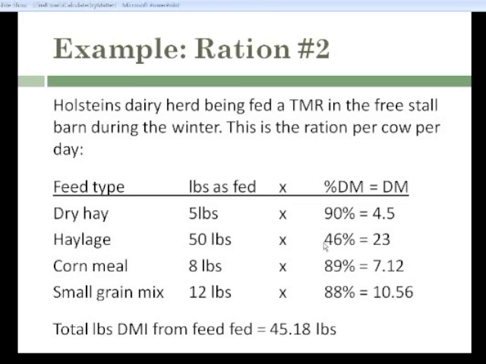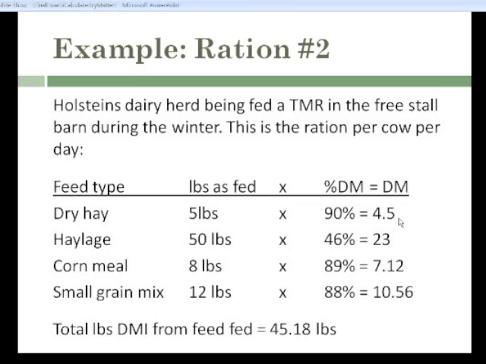In this case, the farmer was actually testing their forages, and so they knew that their haylage was really 46% dry matter. And so for the haylage, then they've taken the 50 pounds of haylage on an as-fed basis, multiplied it times 0.46 to get 23 pounds of dry matter from haylage. And then we've gone ahead and done that for all of these different feed ingredients in this total mixed ration.